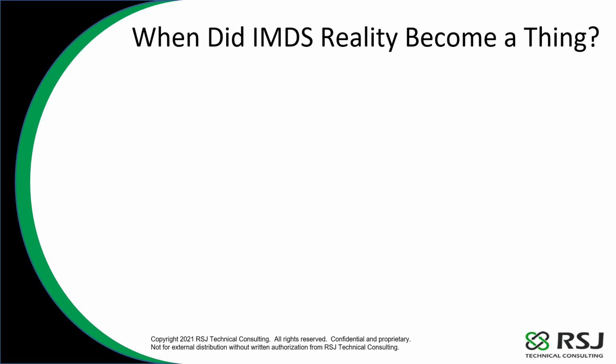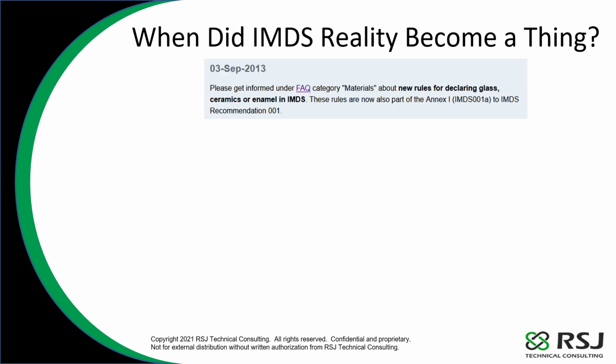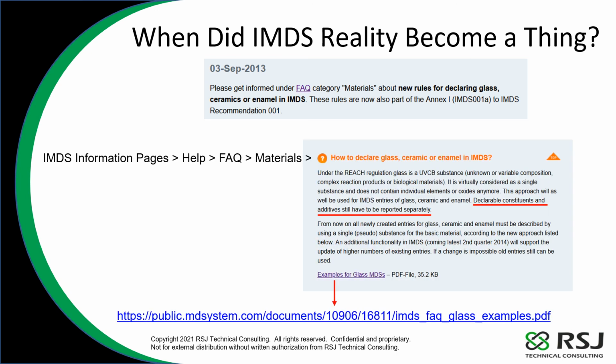So when did this IMDS reality become a thing? Well, it happened in 2013, so it's been around a little while at this point. And you can find more on the IMDS information pages. Go to Help, FAQ, Materials, and scroll down to the FAQ on how to declare glass and ceramics and enamels in IMDS, and there's a link to a PDF that'll tell you more.